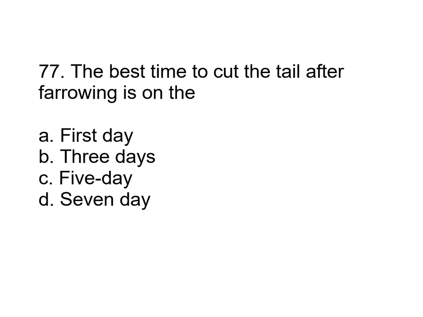The best time to cut the tail after farrowing is on the A. First day, B. 3 days, C. 5 days, D. 7 days.